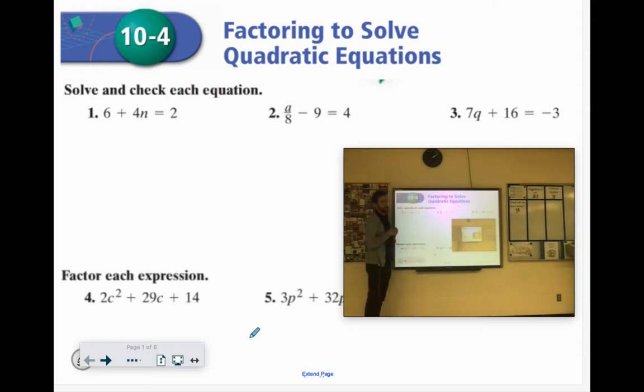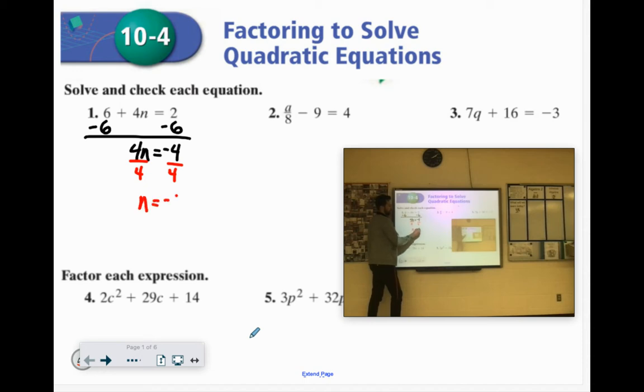I see a positive 6. How can we go from positive 6 to 0 so it goes away? We can subtract 6. If we subtract 6 on one side, we have to keep it balanced and subtract 6 on the other side. So 6 minus 6 is 0. We have 4n equals, and then 2 minus 6 is negative 4. Now 4n means 4 times n, so we will divide by 4 on both sides, which will give us n equals negative 1.